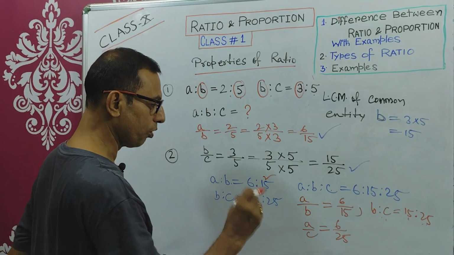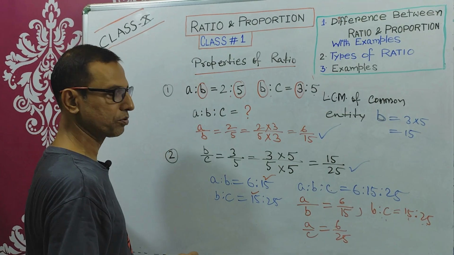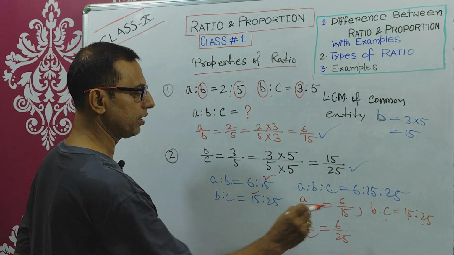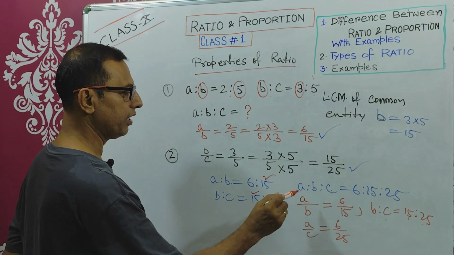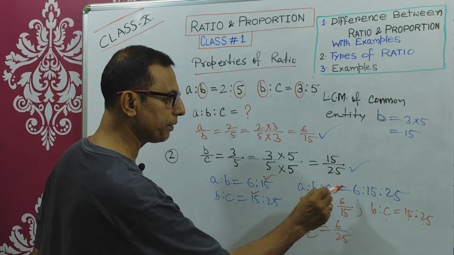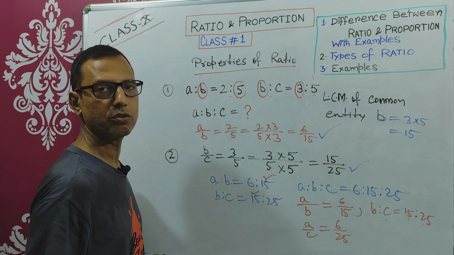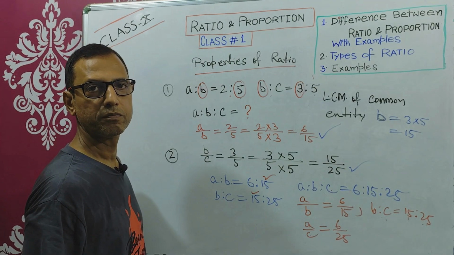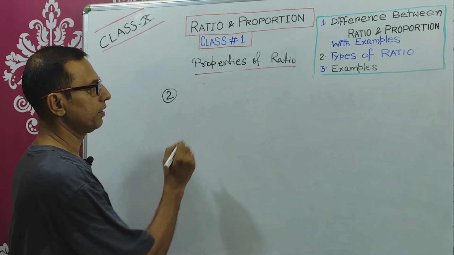6 is to 25. So now let's say you are not asked to find A is to B is to C. You are asked to find A is to C. That means you need to find A is to B is to C first, the ratio between these three, then straight away you can take A is to C equals 6 is to 25 from there. Got it?